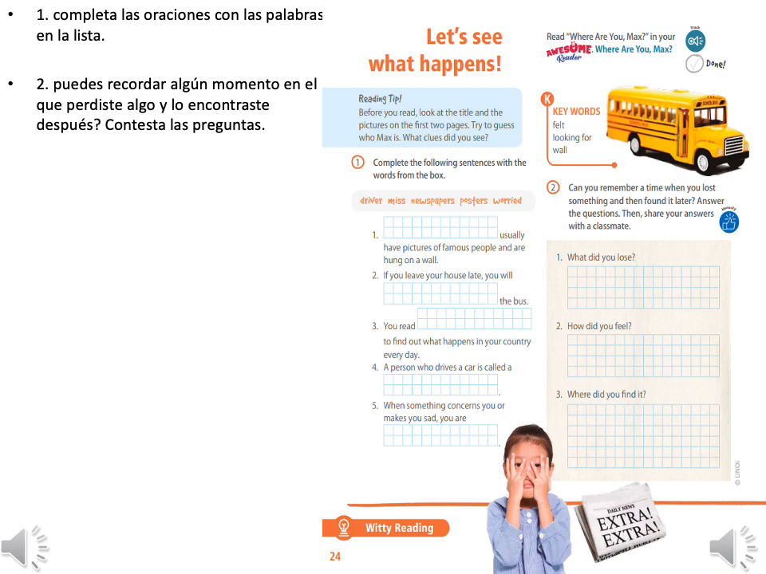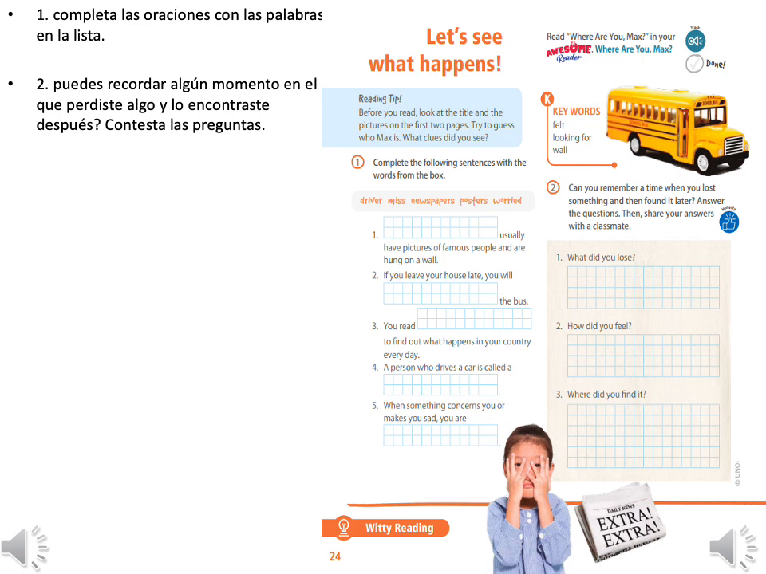Now, exercise 1, continue with sentence 1. It says, blank usually have pictures of famous people and are hung on a wall. So, what usually has pictures of famous people? A driver, miss, newspaper, posters, or worried? Number 2. If you leave your house late, you will blank the bus. What happens if you leave your house late with the bus? Driver the bus, miss the bus, newspaper the bus, posters the bus, or worry the bus.